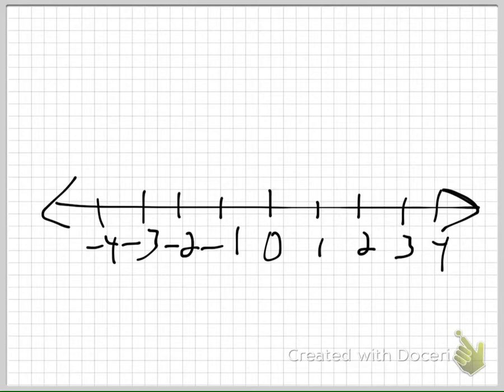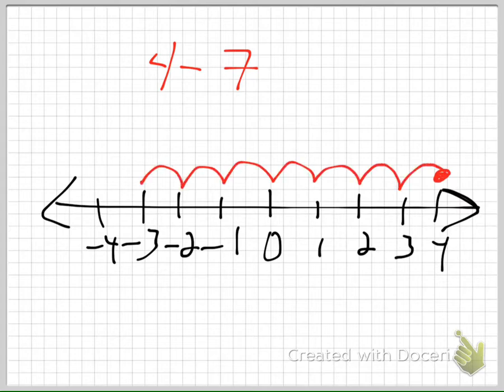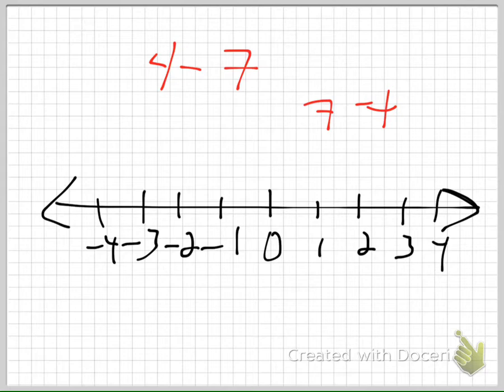What if I have 4 take away 7? Here's the deal. If you need to, you can go, okay, there's my 4 and I take away 7. 1, 2, 3, 4, 5, 6, 7. Negative 3. The other way of doing that would be to go, okay, I already know it's going to be a negative, so you go, what is 7 minus 4? 3. So we already knew it was negative. The answer is negative 3.